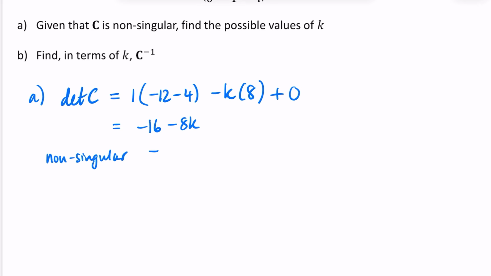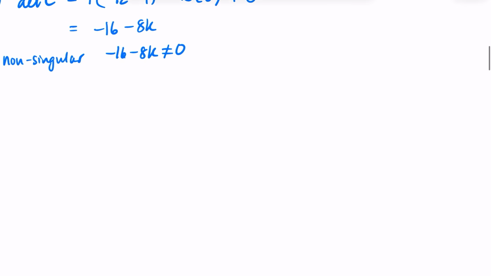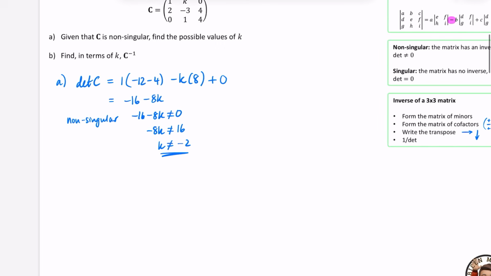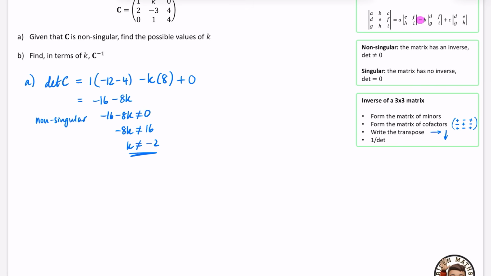If it is non-singular, that means minus 16 minus 8k cannot be equal to 0. So we just solve this like a normal equation, really. Minus 8k is not equal to 16, so k cannot be equal to minus 2. If k is any other value than minus 2, then the matrix is non-singular.